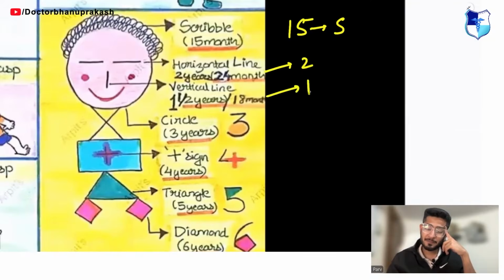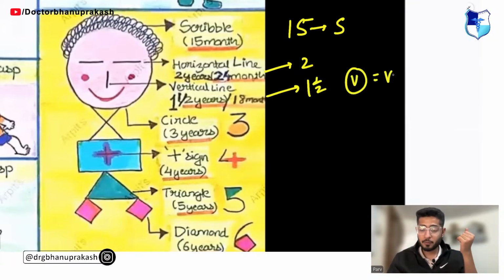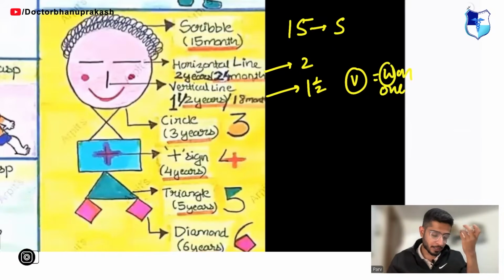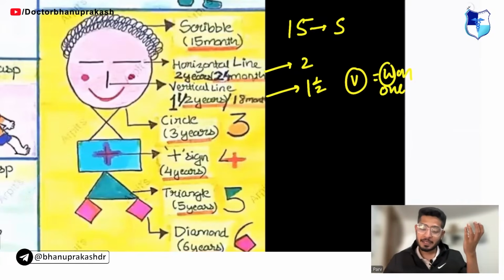Then you have got horizontal line at 2 years and the vertical line at 1.5 years. So this is something you have to understand. The vertical line is somewhat earlier, so you can remember V for vertical, V for 1.5, or ONE. So V and V, vertical lines at 1.5 years, and then at 2 years horizontal line is going to come, and then circle is actually 3.